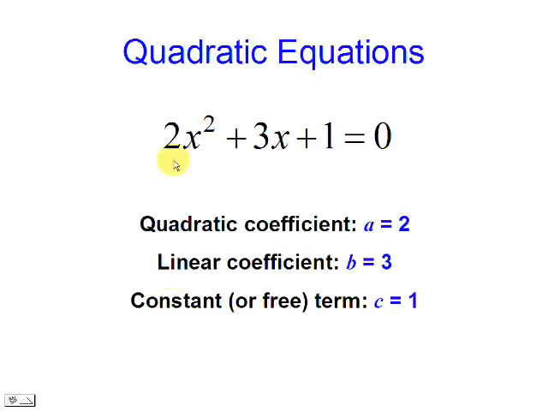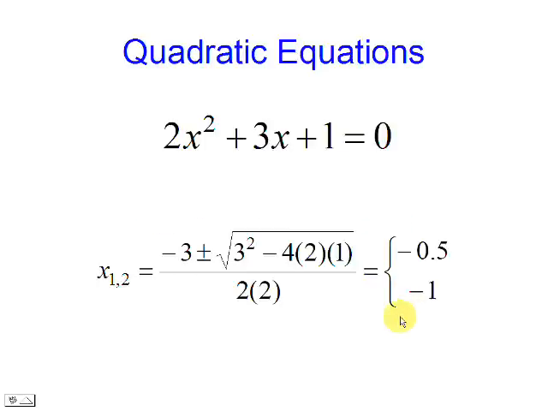The quadratic coefficient is called a. The linear coefficient is called b, and the free term is called c. In this example, our quadratic coefficient is 2. Our linear coefficient is 3, and the free term is 1. The first solution is minus 0.5, and the second solution is minus 1.